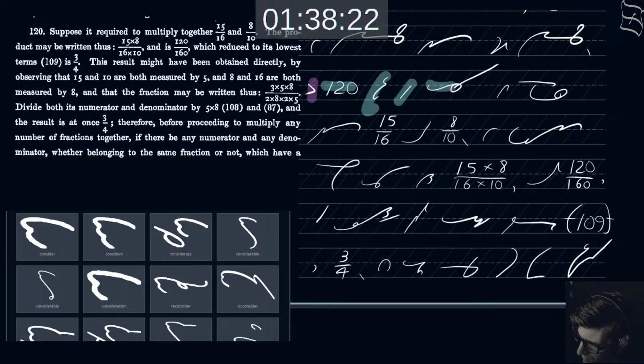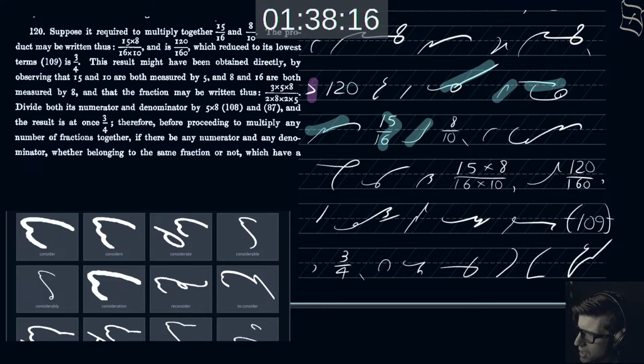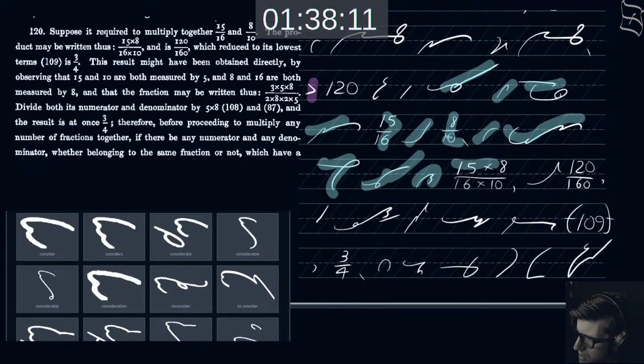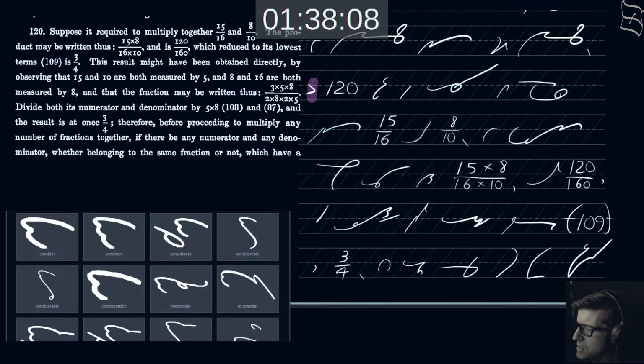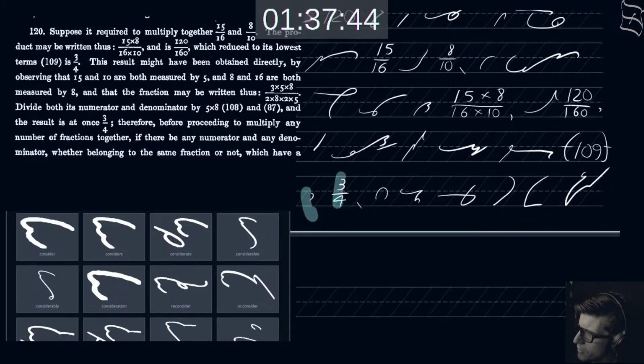120. Suppose it is required to multiply together 15 over 16 and 8 over 10. The product may be written thus as 15 times 8 over 16 times 10, and is 120 over 160, which reduced to its lowest terms, according to 109, is 3 over 4.